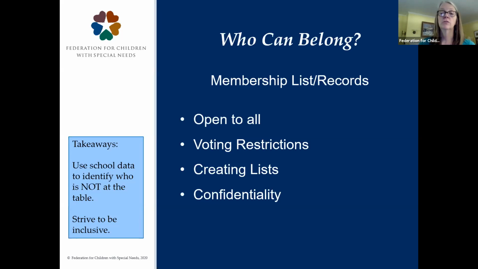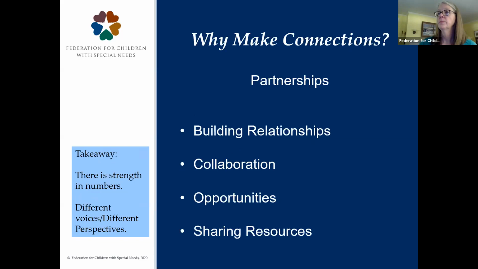So I really want you to strive to be inclusive, to look for who's not at the table, and to make those connections. Perhaps involve somebody else to help you do outreach to communities that you're not serving currently on the membership in your SEPAC. So why do you make all these connections and partnerships? Because you're going to need help. The SEPAC is a district-wide body, it needs to represent a lot of interests, and it needs to have resources to be able to do its work.